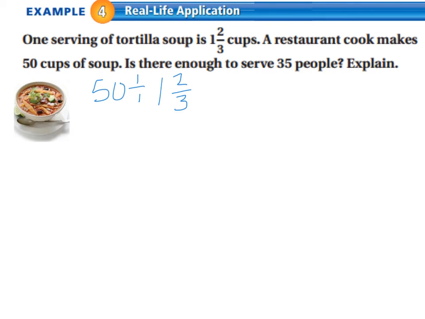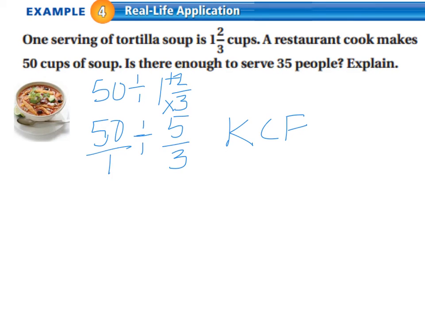In order to do that, the first step is to make my numbers into improper fractions. To do that, the 50 becomes 50 over 1. And the 1 2/3, 3 times 1 is 3, plus 2 is 5. So it becomes 50 over 1 divided by 5 over 3, or 5/3. I'm to the keep it, change it, flip it process now. Keep the 50 over 1. Change the division to multiplication, and flip the 5/3 to 3/5, which would be the reciprocal.